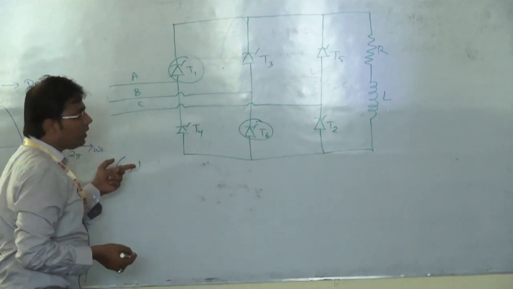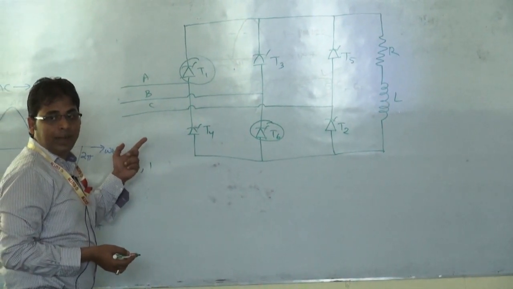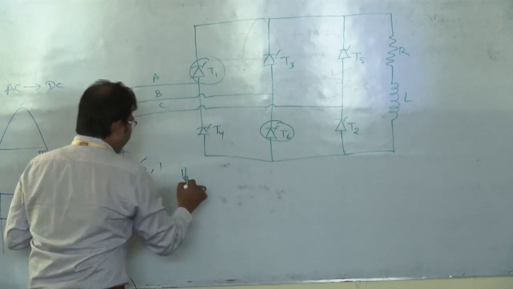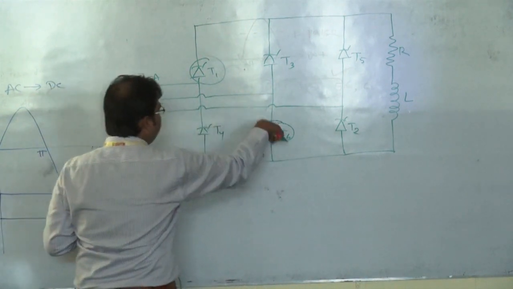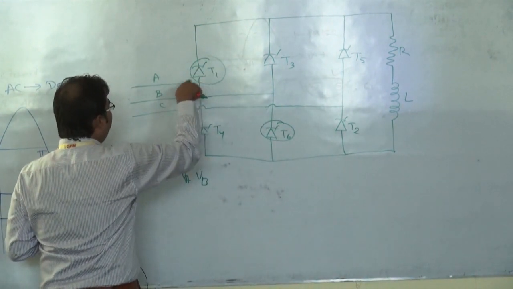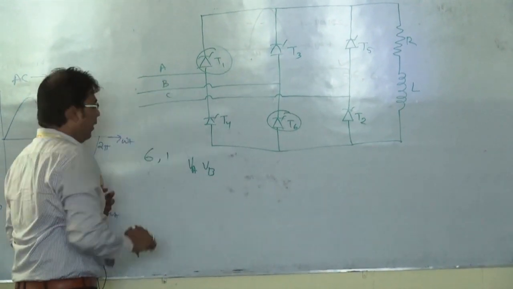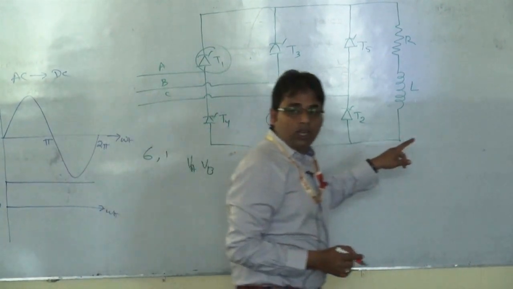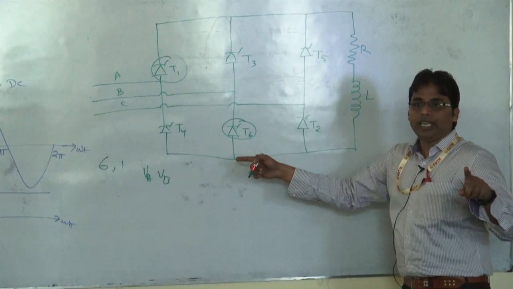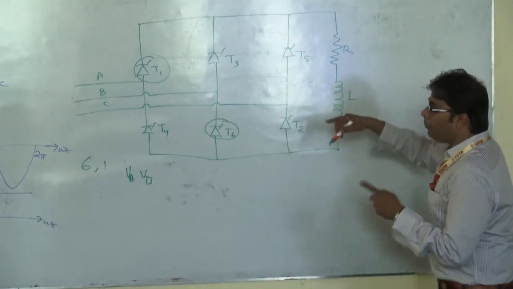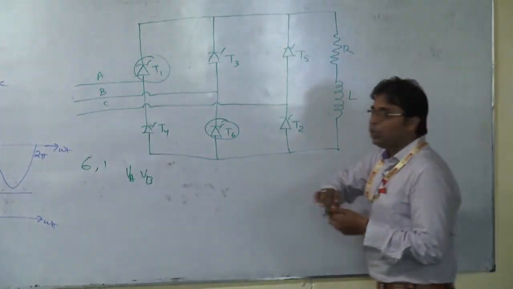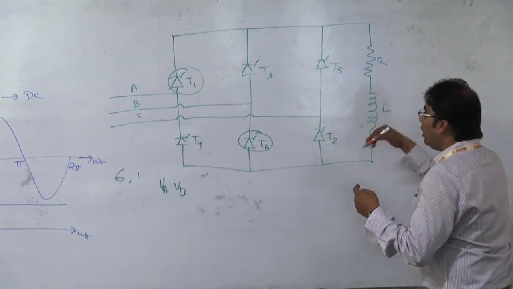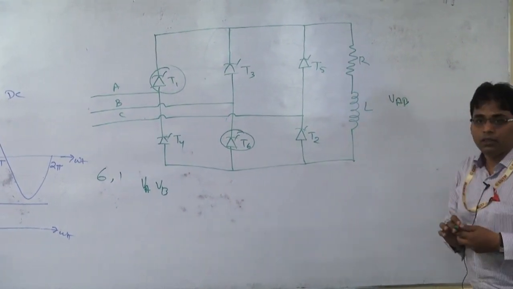Then which phases are excited? VA and which phase? VB. From the lower half, T6 is connected to phase B, and from the upper half, T1 is connected to phase A. So VA, VB is excited. Now, what is the output voltage? Since two phases are excited here, it will follow the line voltage VAB.